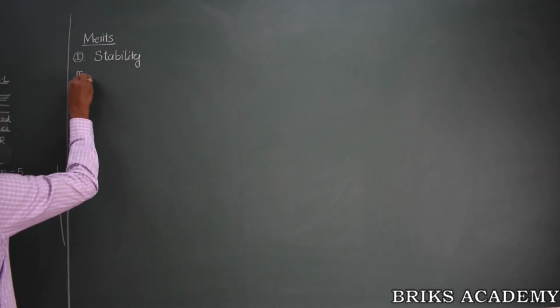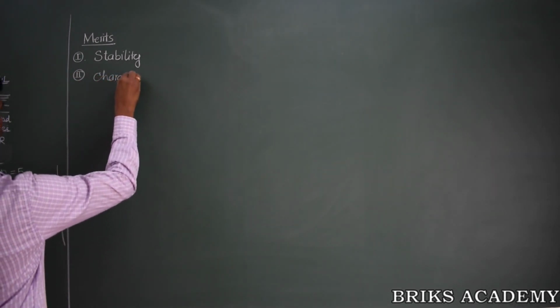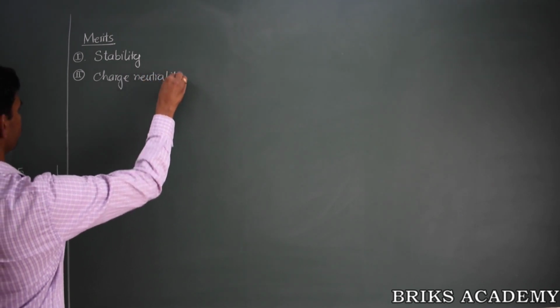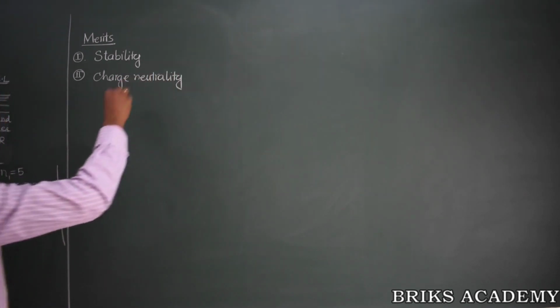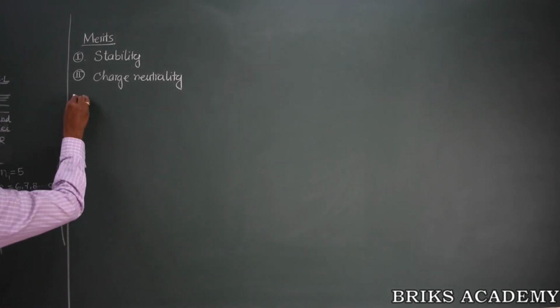Point number 2, it explained the charge neutrality. That is, the amount of positive charge is always equal to the amount of negative charge in a stable atom. Bohr's theory explains that.